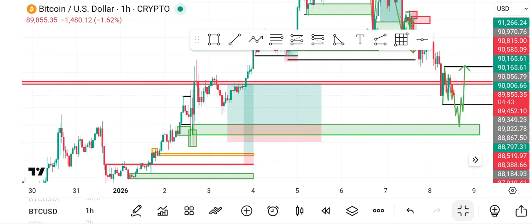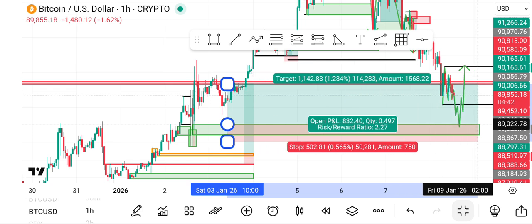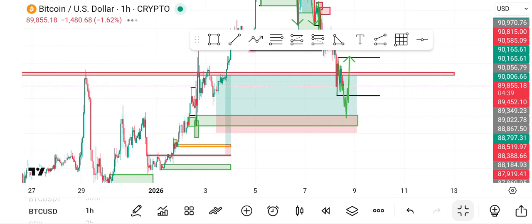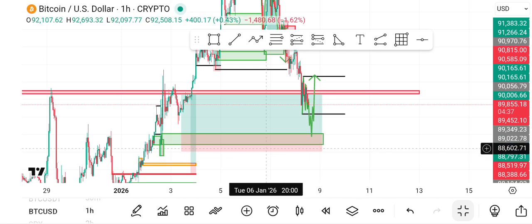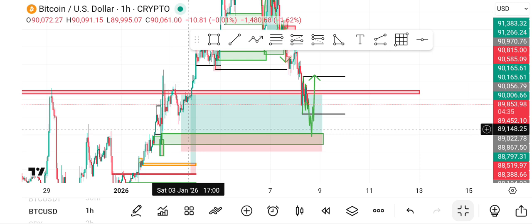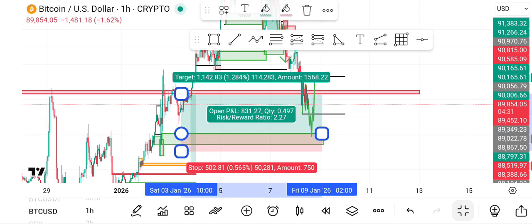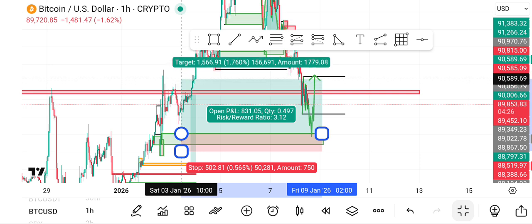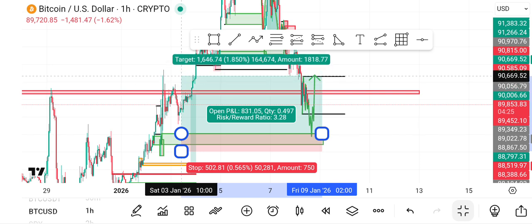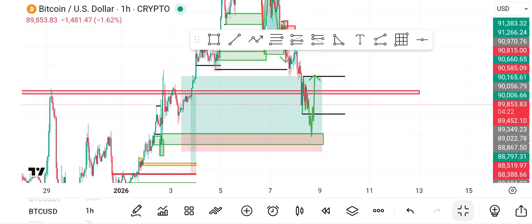If you extend this to the right hand side, just look at this. This buy was being anticipated weeks ago, last week on Saturday, January 3rd, and it looks like we have a higher risk to reward ratio right now, from 2 risk to reward to 3 risk to reward, and this is our lookout for today.